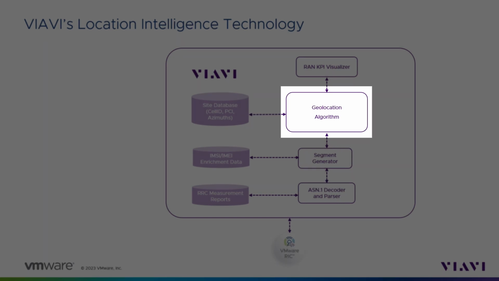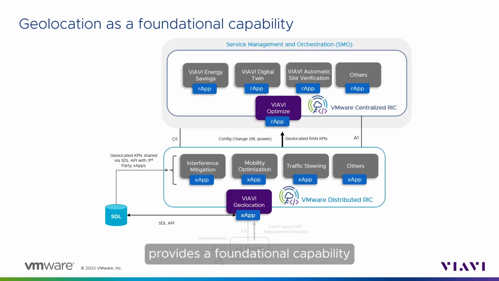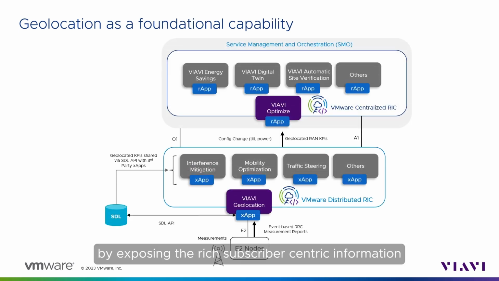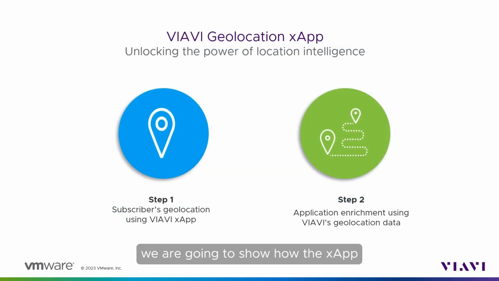VIAVI's Geolocation xApp provides a foundational capability on VMware Distributed RIC by exposing the rich subscriber-centric information through VMware SDK libraries such as SDL API and the Inner xApp API. This enables other xApps to make better decisions. In this demo, we are going to show how the xApp can ingest the network measurement data to produce a real-time feed of subscriber geolocated segments.